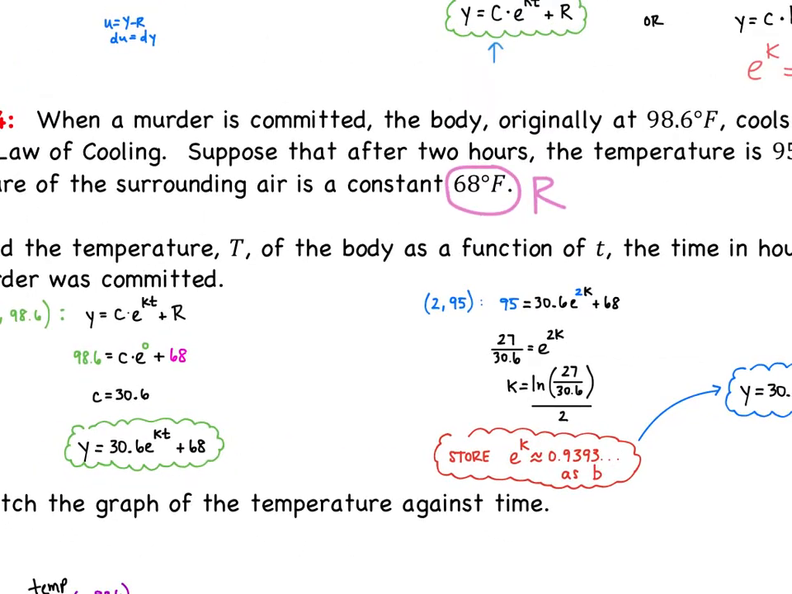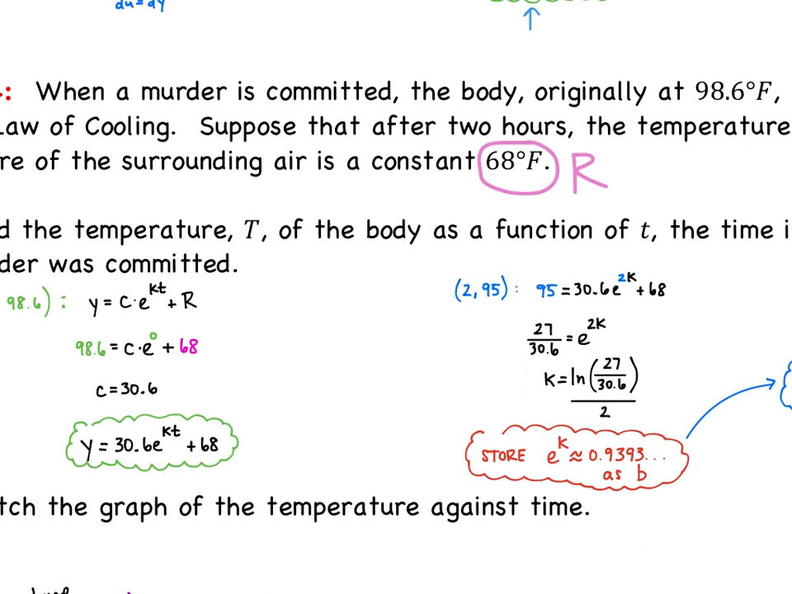Now we have to use the fact that we found the body 2 hours later and the temperature was 95 degrees. So plug 95 in for y and 2 in for t. We're going to solve for k. Subtract 68, divide by 30.6. So e to the 2k is equal to 27 over 30.6. To get k by itself, we switch to ln and take the natural log, and we've got ln of 27 over 30.6 divided by 2 is what our k value is.